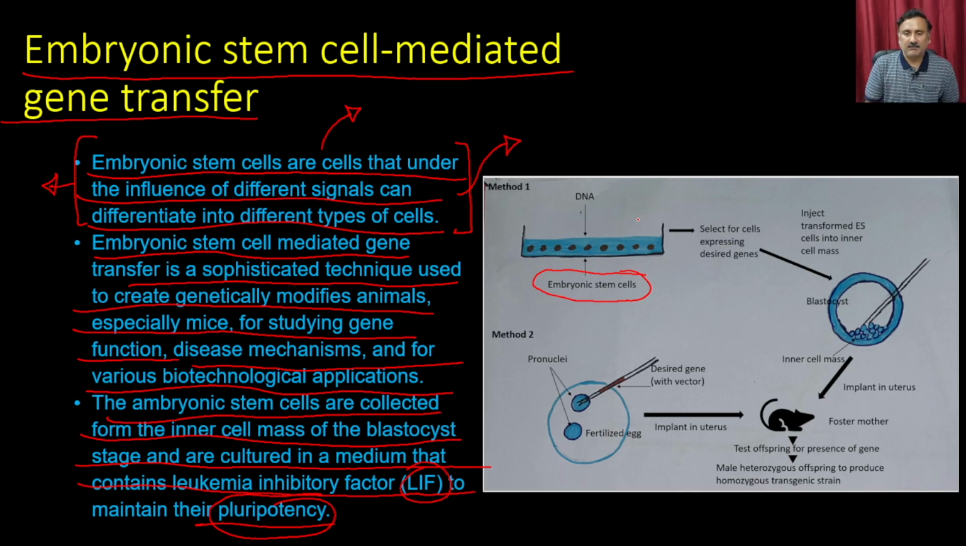And while they are culturing, you can inject the DNA that you would like. This is going to be a transgene which you can inject with the help of different types of DNA delivery methods, and then you are going to select the cells which are expressing the desired gene. At this stage you may have to perform different types of blotting techniques.